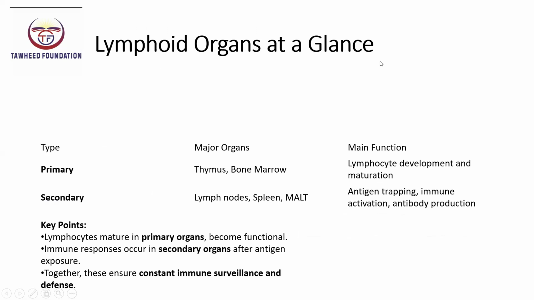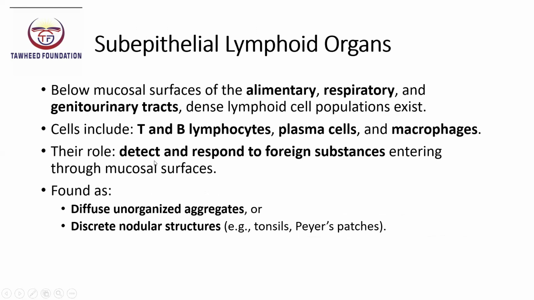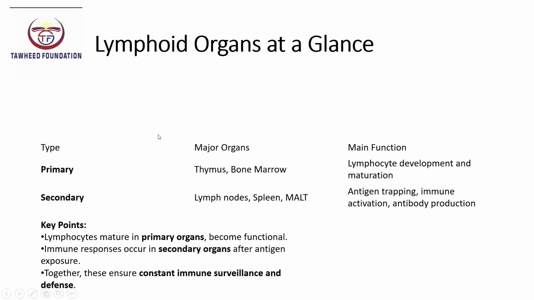So, lymphoid organs at a glance. Lymphoid organs. So here, to summarize, the lymphoid system functions as a coordinated network ensuring continuous immune surveillance and defense.